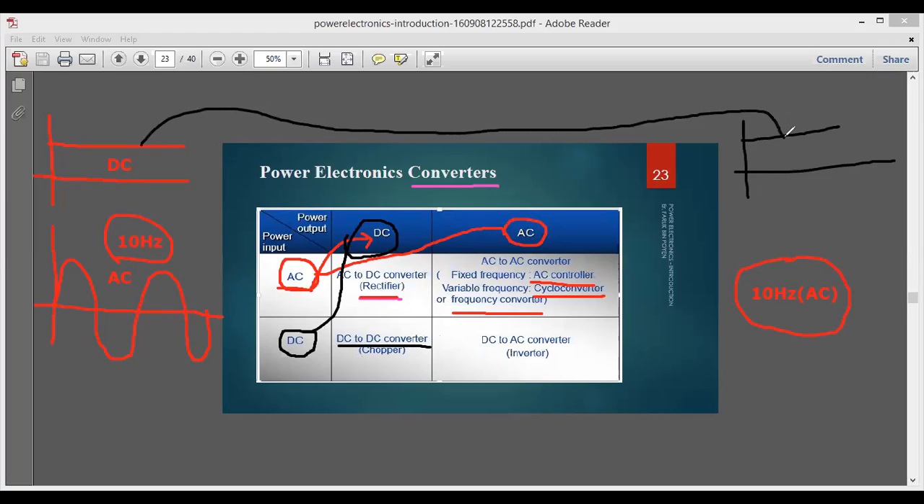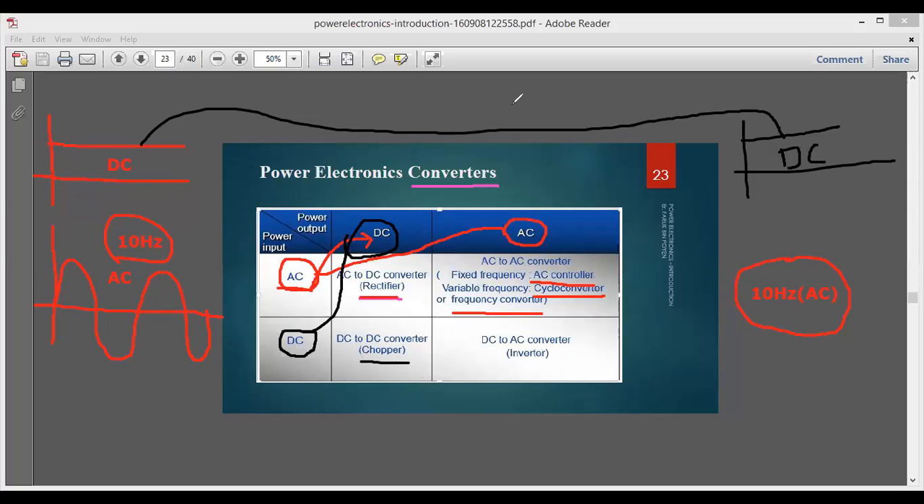These two figures are the same because you are feeding the circuit a DC input and you are also getting DC output. A power electronic device which converts your input DC to output DC, we call it a chopper. So a chopper is a power electronic converter device which converts DC to DC. Okay, this is the third scenario.